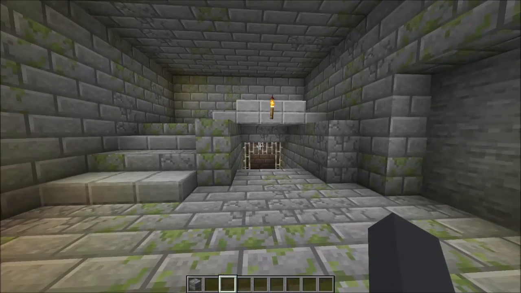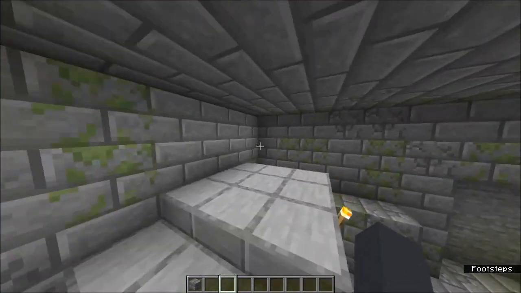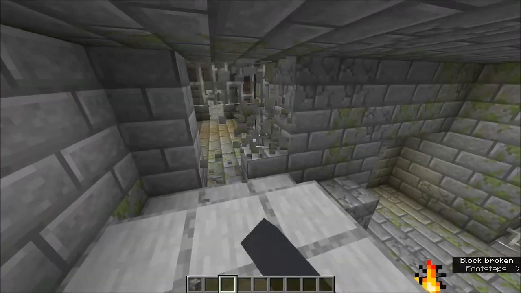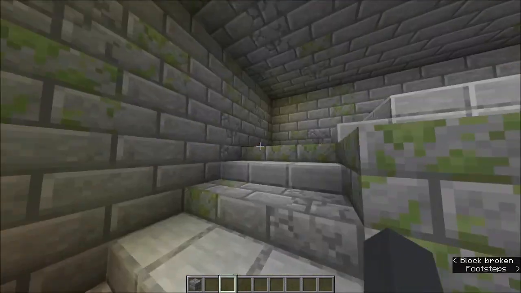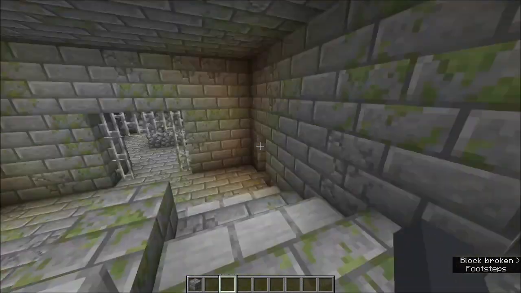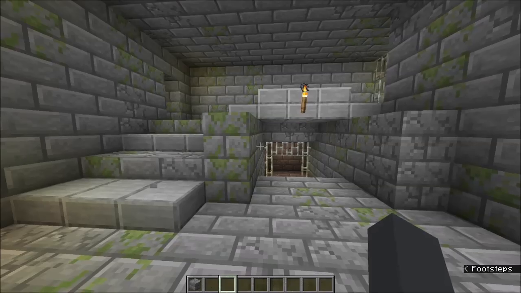So just by looking at this room, I know that there is a hidden room behind here. And there's nothing behind this wall, and nothing behind this wall. So how did I do that?